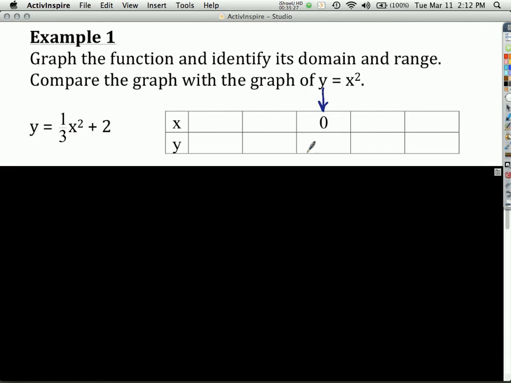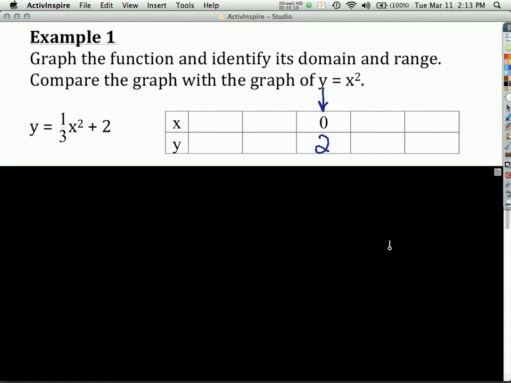Now, how do we get the y value that goes with the 0? Plug the 0 into x. That's right. Plug the 0 in for x and simplify. 0 squared is 0. 1/3 times 0 is 0. Plus 2. We get 2. No big deal. So we already know that one point is 0, 2.